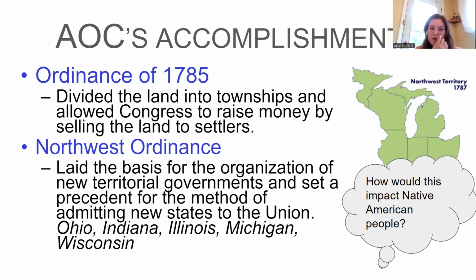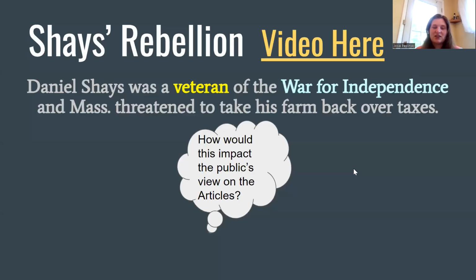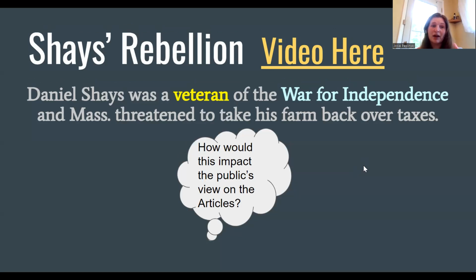So they admitted Ohio, Indiana, Illinois, Michigan, and Wisconsin, which I have a picture of that region up here. Of course, this will negatively impact the Native American people and force them to move even further west. So next we're going to talk about Shays' Rebellion.